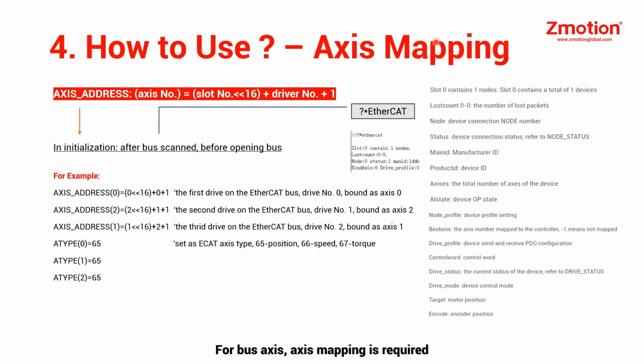Axis mapping. For bus axes, mapping is required. The command is the same as ZCAN expansion axis mapping, that is, AXIS_ADDRESS. The usage is here. Target axis number, slot number, and device number. This axis mapping is edited in bus initialization after scanning the bus, before opening the bus. There is one example. Match the first EtherCAT driver as axis 0.